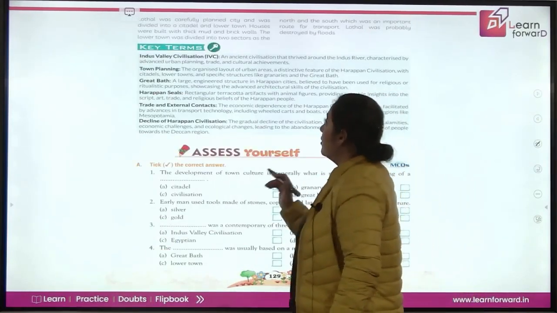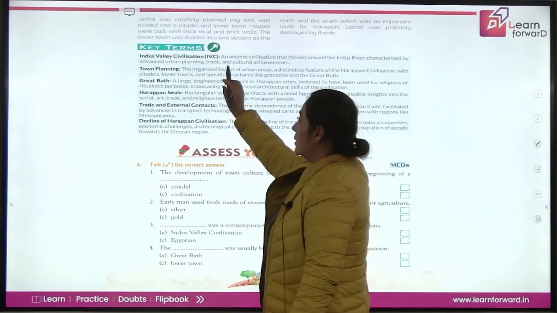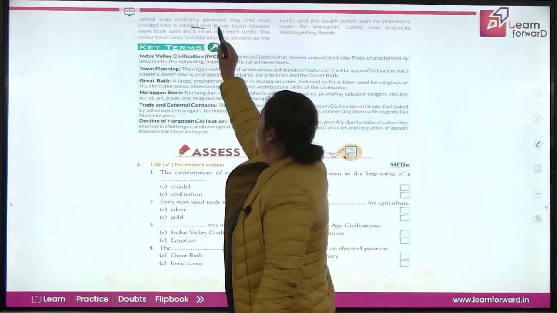Then Lothal was carefully planned and was divided into the southern and lower town. Lothal had three parts to it, right? It was a southern and lower town.